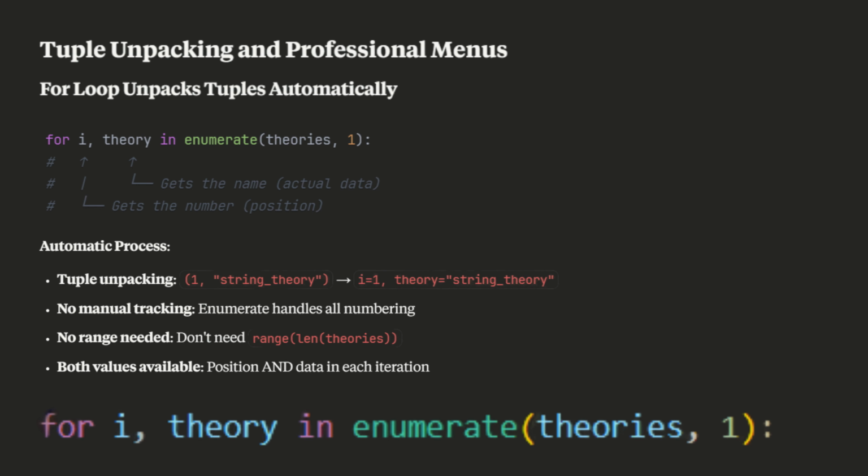The for loop unpacks tuples. i gets the number, theory gets the name. This creates professional numbered menus automatically instead of manually tracking numbers or using range. Enumerate handles the numbering while giving you access to both the position and the actual data. The result gives you clean menu output.